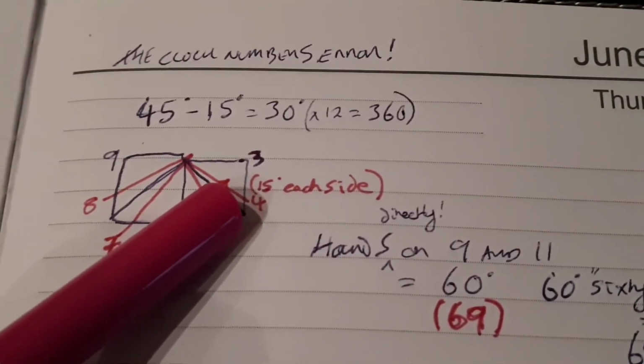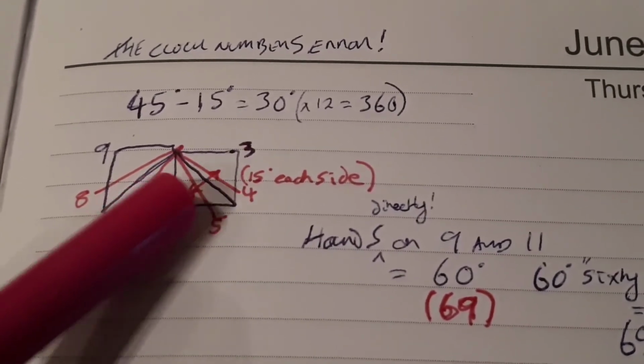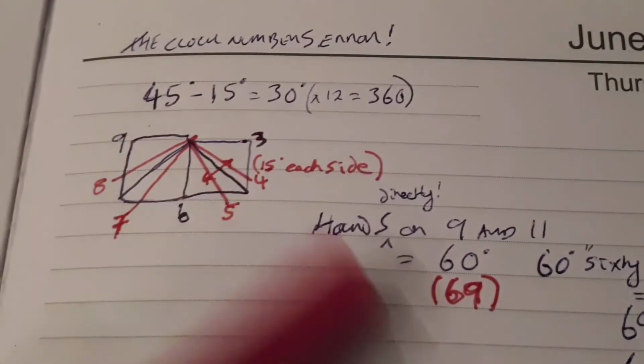It takes 15 degrees from each corner. So then you've got your even 30 degrees for each one all the way around.